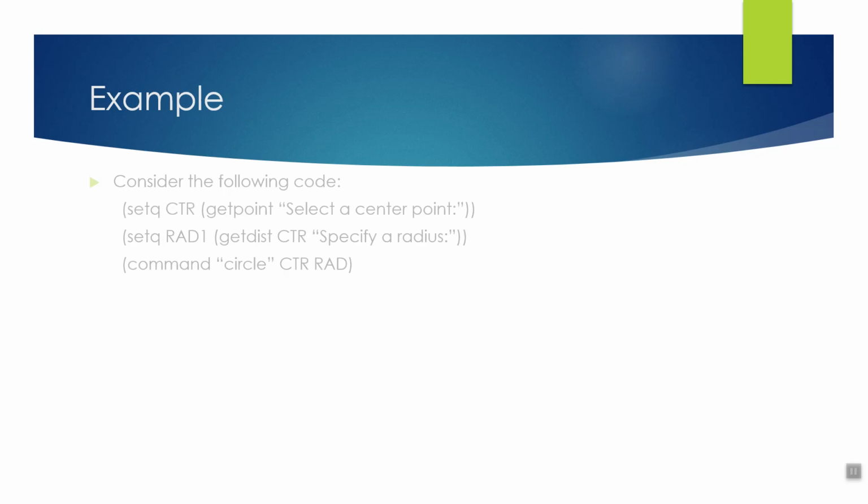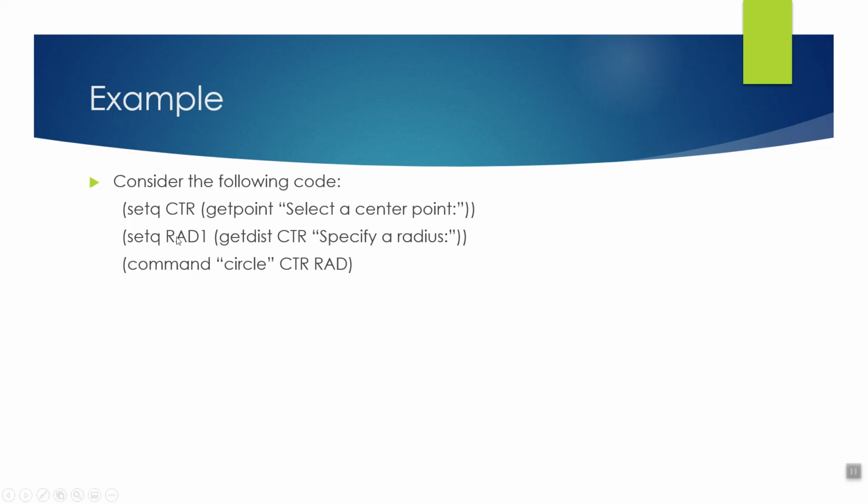So if we look at an example here, let's consider the following code. Set Q, and this is just code, an excerpt maybe of a longer routine. Set Q creates, set equals CTR, so create a box called CTR, and then get point. So then I'm talking to the user: select a center point. It creates a box, and then the user selects a center point, either with the mouse or by typing in an XYZ coordinate.